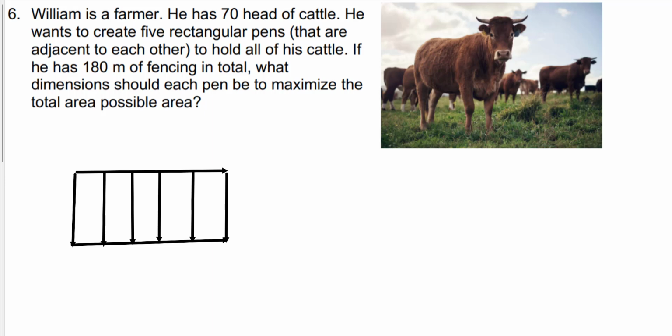Alright, so let's draw this. You got 5 rectangles, right? 1, 2, 3, 4, 5 rectangles. They're supposed to be the same size, so my drawing isn't 100% accurate, but that's fine. That doesn't matter. So we know that he has 180 meters of fencing in total, right? Okay, so 180 is equal to what exactly?